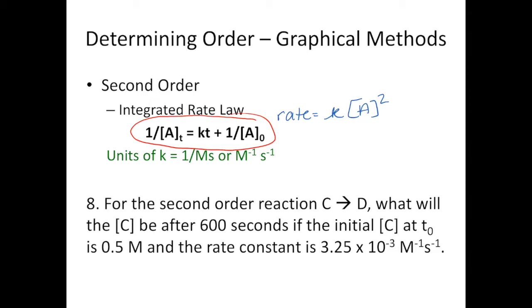We need to know, here's our time, 600 seconds. Here's our K, so this is the same as last time. And we have the same initial concentration. I don't know why I'm doing, oh, because it's C to D this time. All right, so here's K, here's the concentration of C, I guess. We can still call it A. Let's call it A just to make life easier, all right?